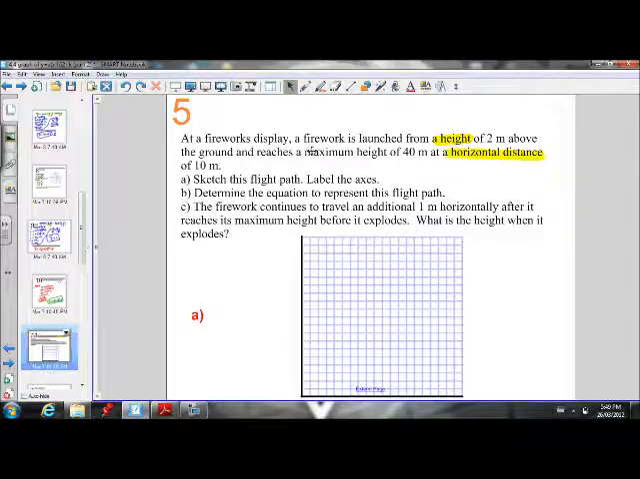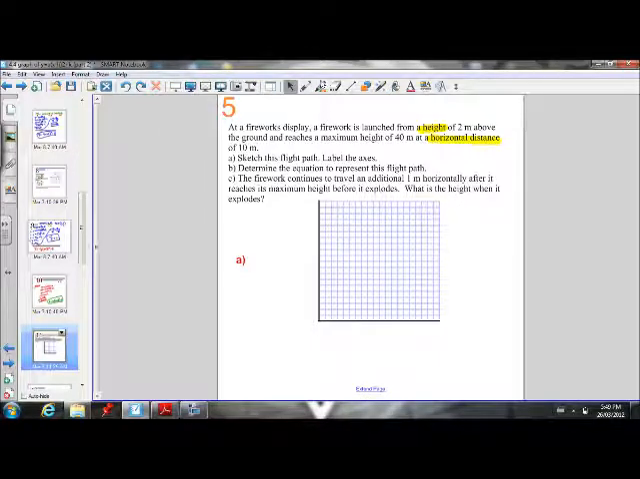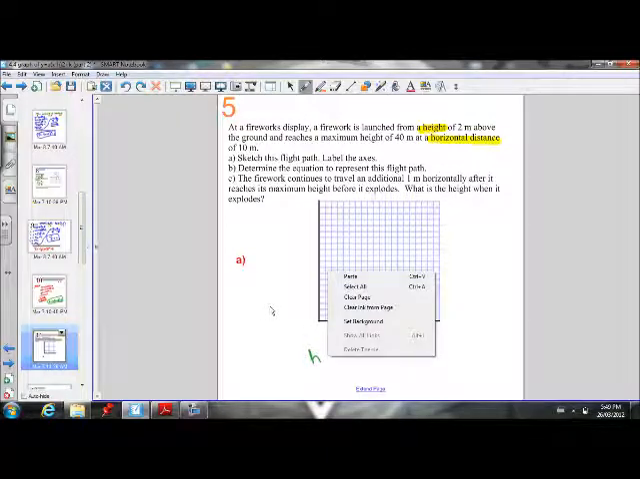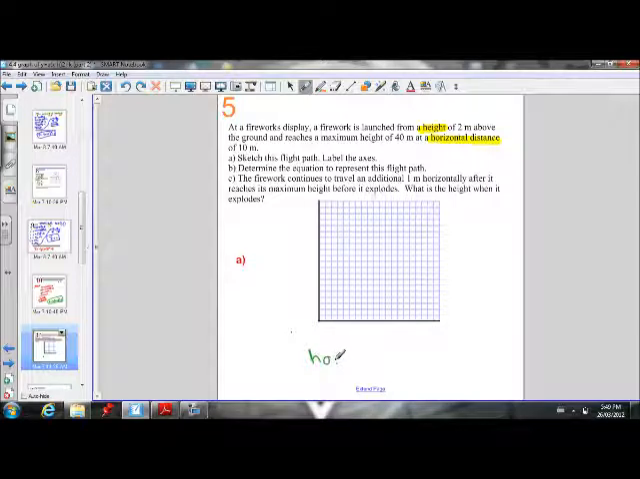So let's just label these axes. So we have our horizontal distance. No, we won't label it in highlighter. We have our horizontal distance. And this, let's see if I can write it sideways. This is our height. I think I write neater sideways. And y is our height.